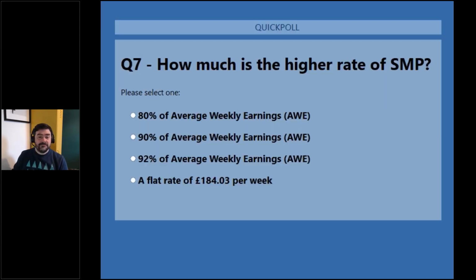Question 7 is, how much is the higher rate of SMP? Is it 80% of average weekly earnings? Is it 90% of average weekly earnings? Is it 92% of average weekly earnings? Or is it a flat rate of £184.03 per week? Great, and we'll close that one down.